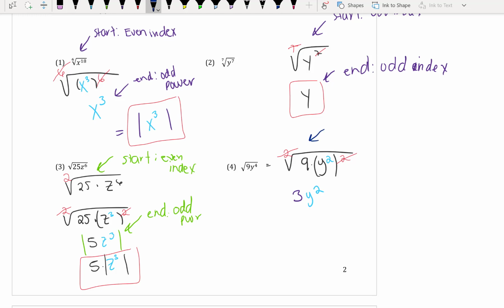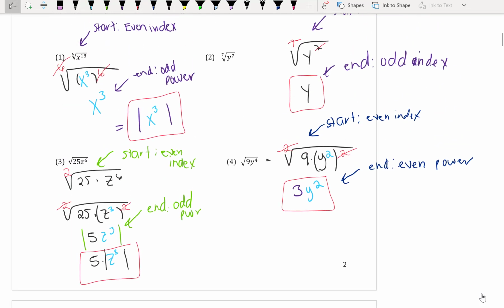So here, don't forget, you start with an even index, and you end with an even power. So since you end with an even power, you leave it alone. So you have your 3y squared. It's only when you start with an even index and end with an odd power that you need the absolute value. If you start with an even index and you end up with an even power, then you're good. You don't need anything.